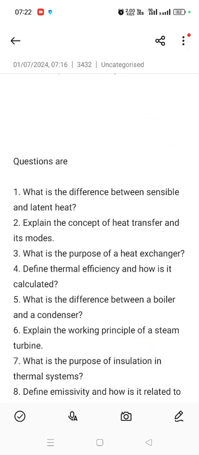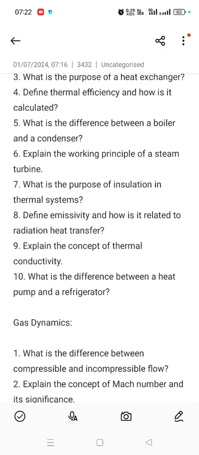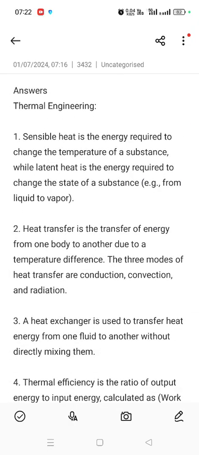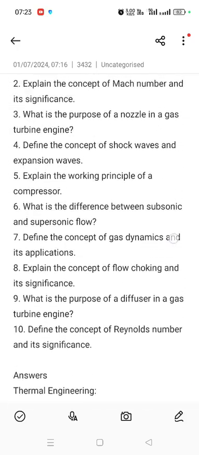Explain the concept of heat transfer and its modes. Heat transfer is the transfer of energy from one body to another due to temperature difference. The three modes of heat transfer are conduction, convection, and radiation. Now, third question.